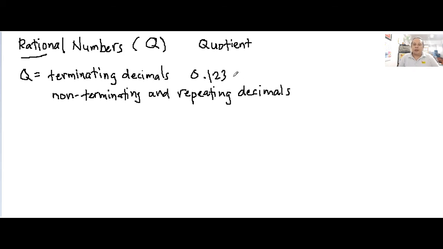So we go back here. So why are terminating decimals considered rational numbers? Because 0.123 is actually convertible into a fraction. So 0.123 is just 123 over 1000.